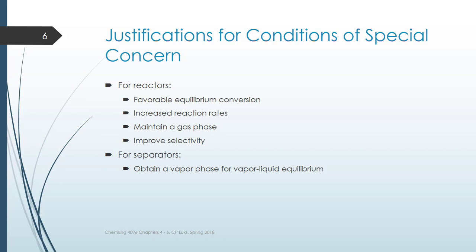In separators, frequently we have to operate at unusual temperatures or pressures because our concern is whether or not we have the correct phases. So maybe we need a higher temperature so that we get a vapor phase for our vapor-liquid equilibrium.